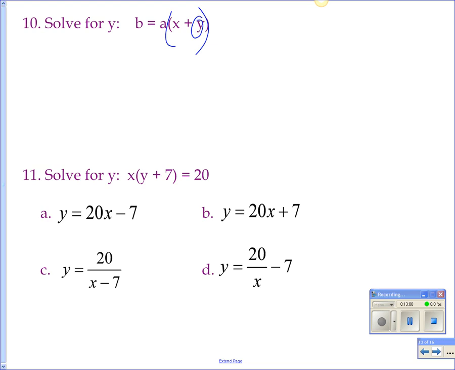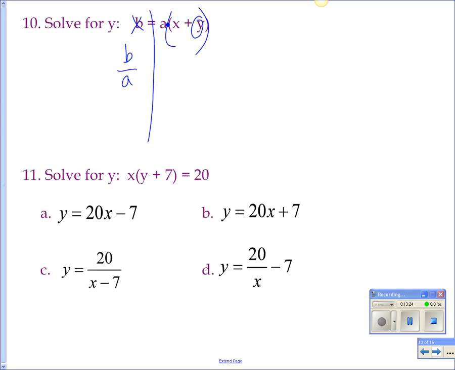So A moves first on this one. Parentheses mean to multiply. So what's the opposite of multiplying? The first thing you're going to do is divide by A, and kind of think of it like a fraction. B divided by A. Kind of think of it like 1/2 or 2/5. All right? So B over A.